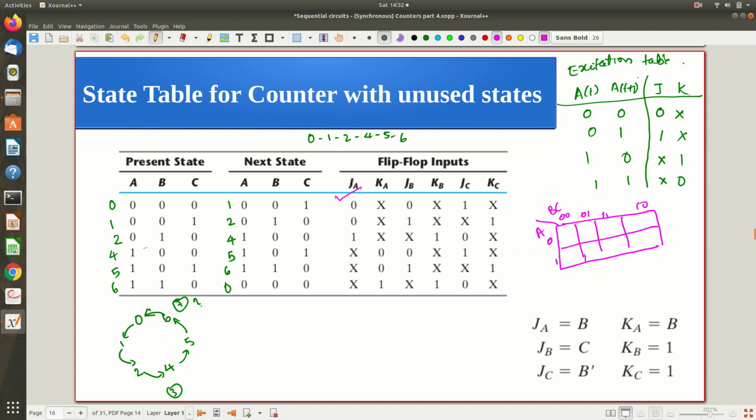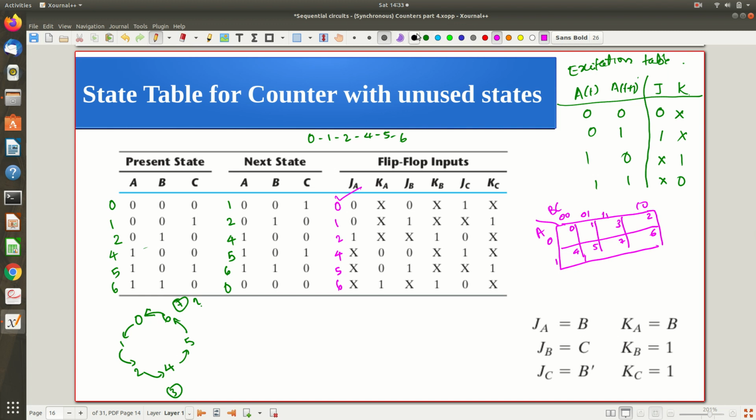The minterms for this JA: look at the present state and accordingly fill the minterms. This corresponds to 0, this corresponds to 1, this corresponds to 2, and this corresponds to 4, 3 is missing. This corresponds to 5, this corresponds to 6, 7 is missing. So which are all missing? Among 0, 1, 2, 3, 4, 5, 6, 7.